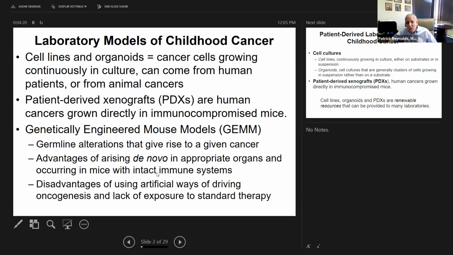One is the artificial ways of driving the oncogenesis that's usually used. The fact that these animals will come up with cancers at various times, making experiments difficult. And in particular, in terms of studying drugs, is the lack of exposure to standard therapy. So these are like chemo-naive patients, if you will. And so these disadvantages may outweigh some of the advantages.